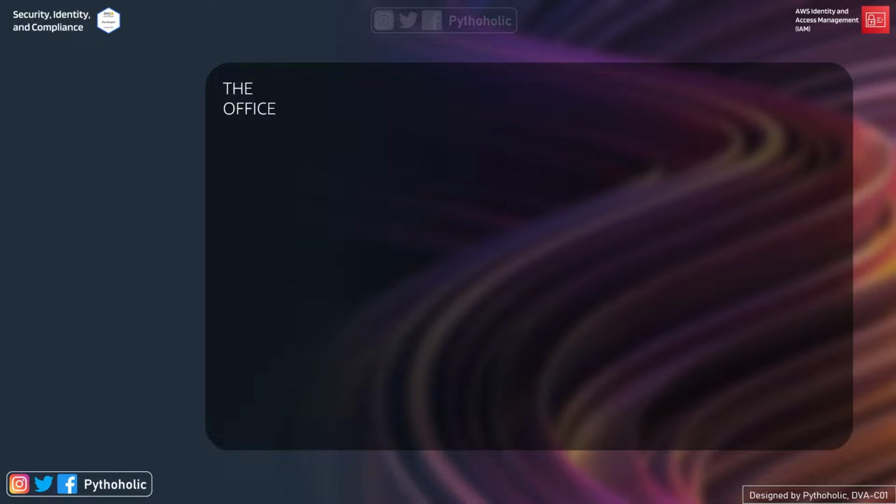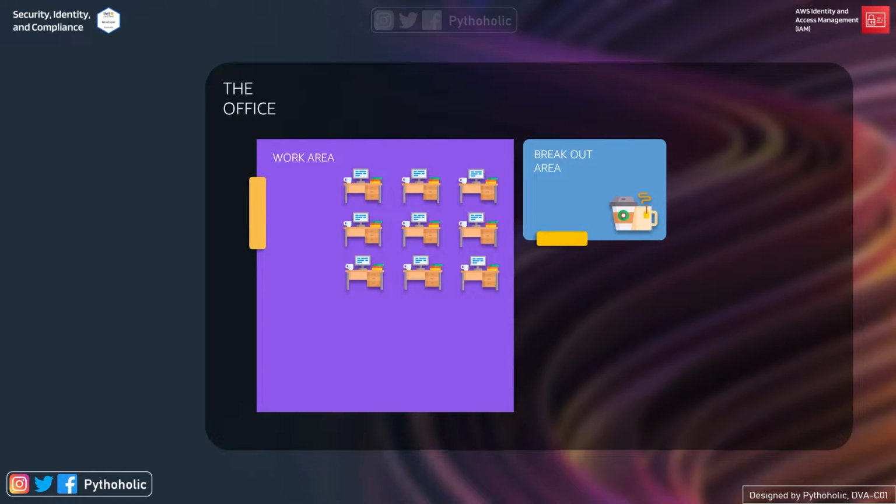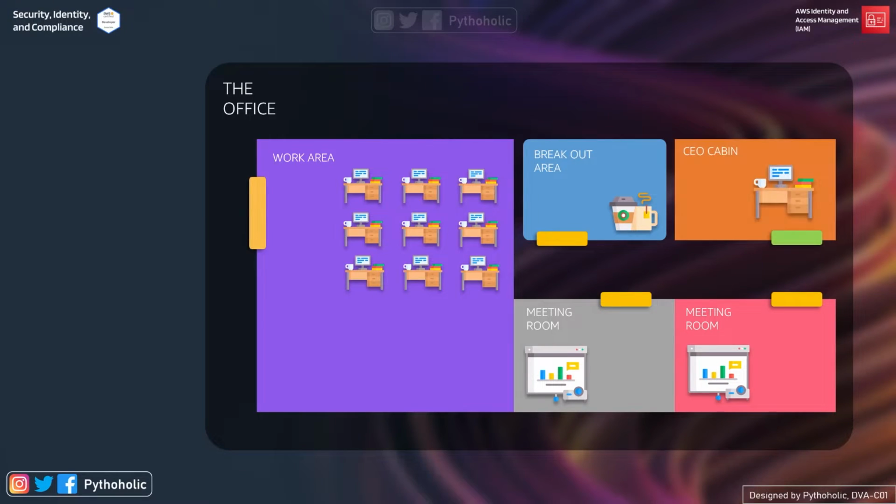Now imagine this is our office. This looks very empty right now, but let us fill this. Now this is your work area. This is the breakout area where we have a lot of fun. These are our meeting rooms where we waste a lot of time. Sorry, we discuss very important things. And this is our CEO's cabin. And we also have a server room. I hope you like the office.